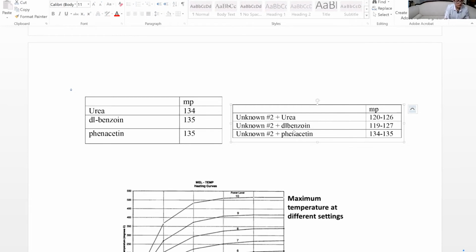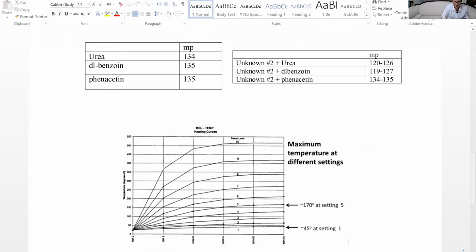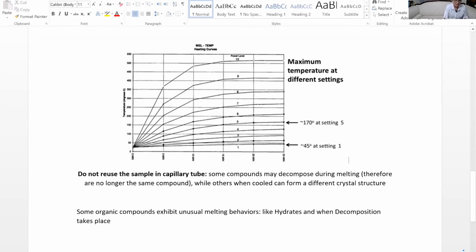I also wanted to talk about the chart that is helping you with the setting on the meltdown apparatus. What setting should you use? It is important for the sample to melt slowly, especially very close to the melting point. A fast heating is not going to give us an accurate melting temperature because the thermometer doesn't have enough time to record that temperature. So it's said that the thermometer is lagging the temperature.